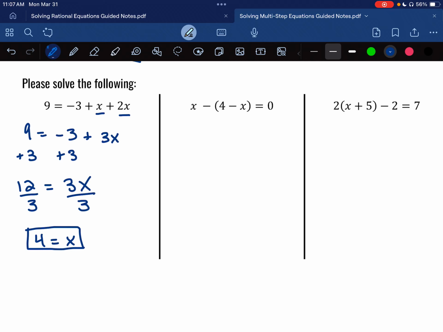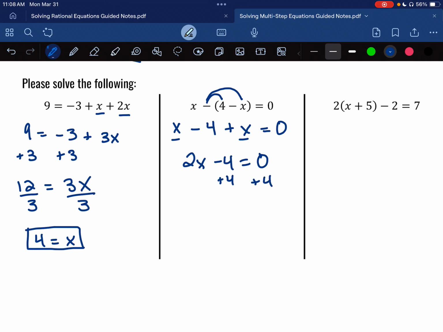Okie dokie. Here, I'm going to distribute this negative into my parentheses. We have x minus 4. And this is where you gotta be careful. This negative times the negative x becomes positive x equals 0. So now I can add those two together. I'll have 2x minus 4 equals 0. I can add 4 to both sides. I'll end up with 2x is 4. Divide both sides by 2. I'll get x is 2.